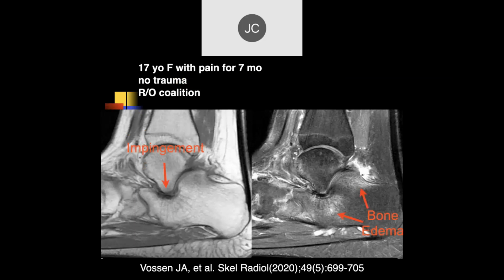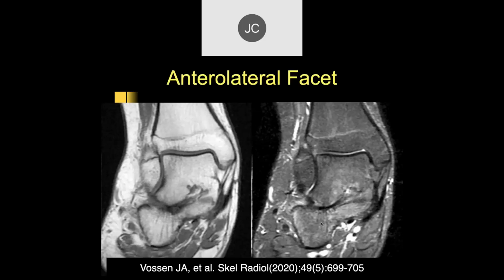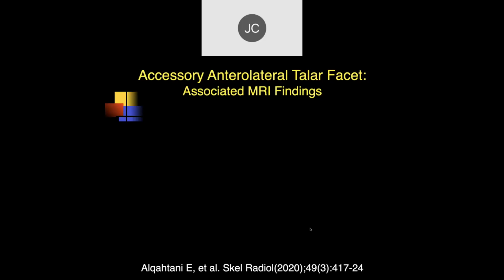On the right in this area, you get an abnormal articulation between the talus and the calcaneus where there's no articular cartilage right in through here. And you can get severe degenerative disease, abnormal stress patterns with this, and edema and degenerative changes. So the anterolateral facet is commonly associated with calcaneal bone marrow edema, talar beaking, cortical thickening in those areas, cystic changes, subtalar soft tissue edema, and you can often get sinus tarsi edema in this area as well.